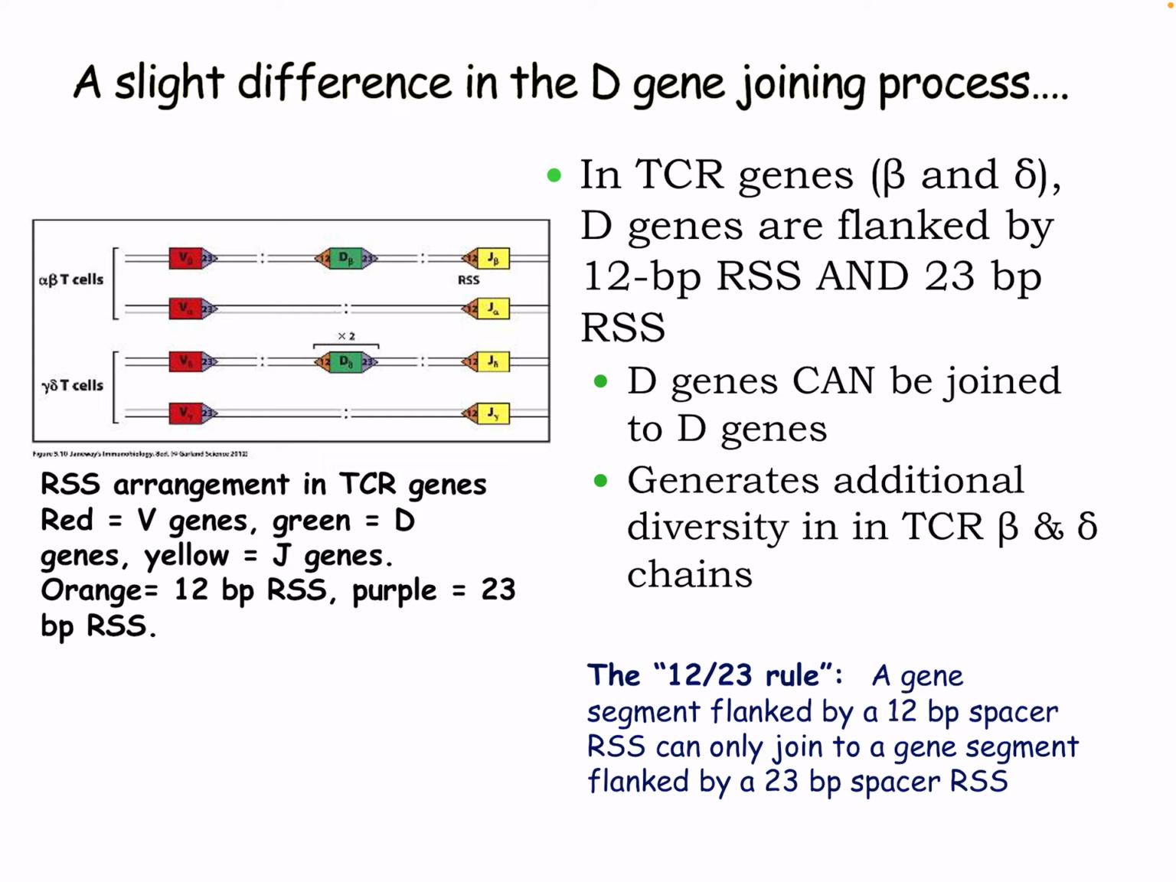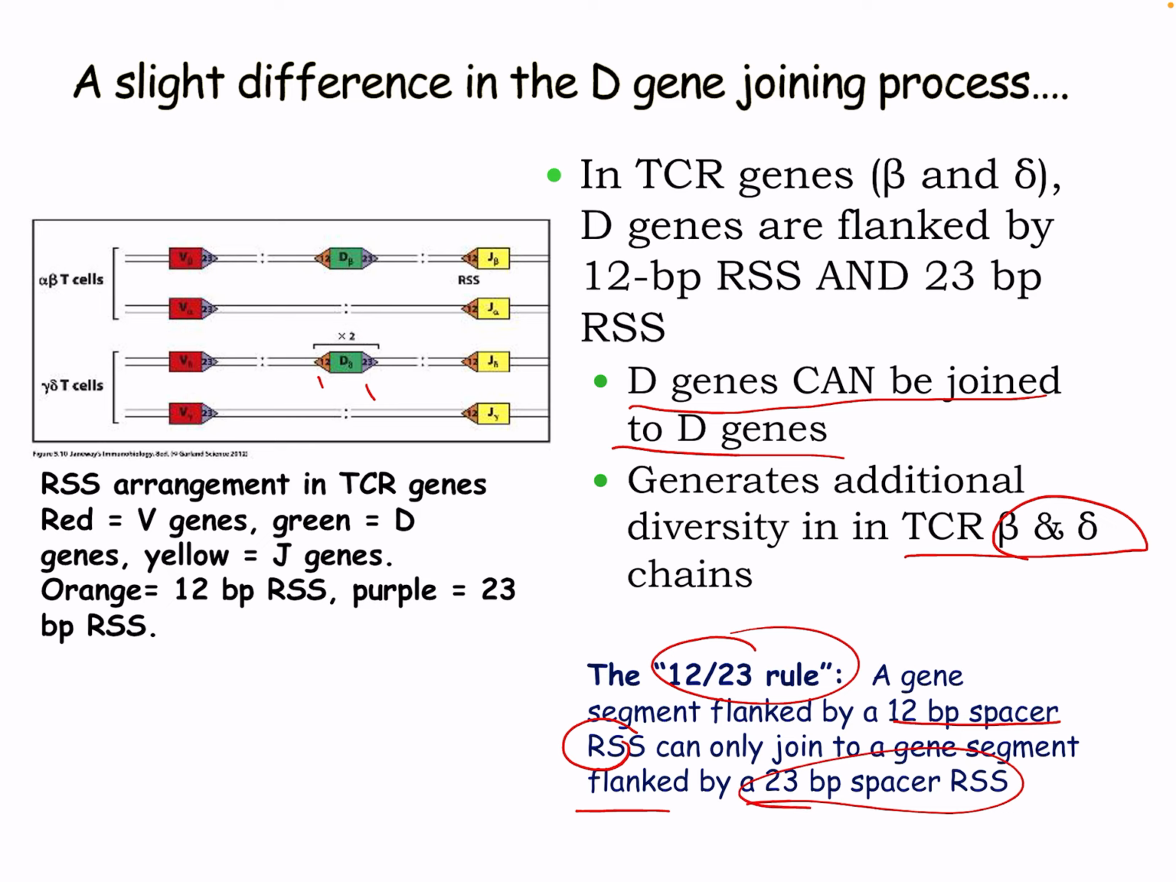In T cell receptor genes, either beta or delta, D genes are flanked by a 12 BP RSS and a 23 BP RSS. So here's a difference. We've got a 12 and 23. So D genes can be joined by other D genes. That's one of the differences. This generates additional diversity in the T cell beta and delta receptor chains. So the 12-23 rule is that a gene segment flanked by a 12 BP spacer RSS can only join to a segment flanked by a 23 BP spacer. So you'll never see 12 to 12 or 23 to 23.